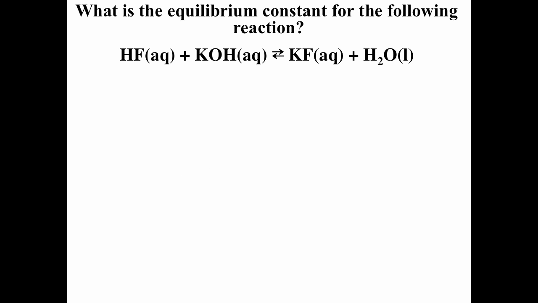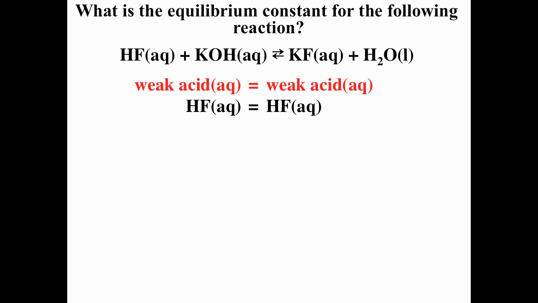Here we have HF plus KOH going to KF plus water. Now HF is a weak acid. It only partially dissociates. If I have 1 molar HF in a bottle, I have 1 molar of basically HF molecules, with very little hydrogen ions and very little fluoride ions. Its Ka is very small.